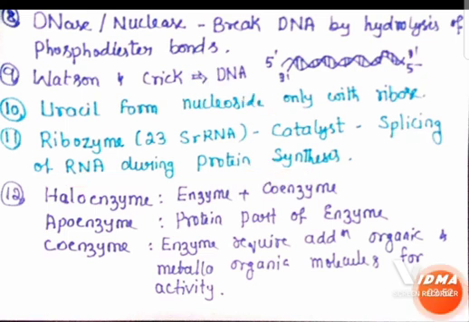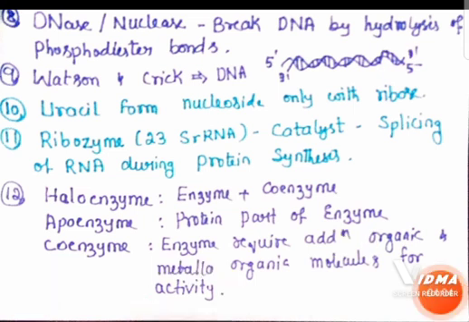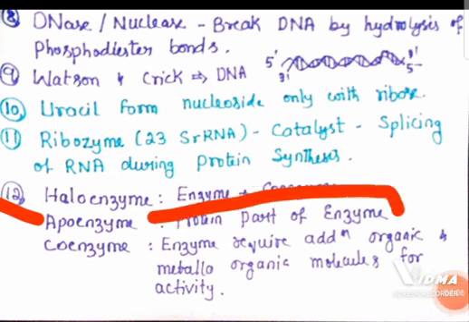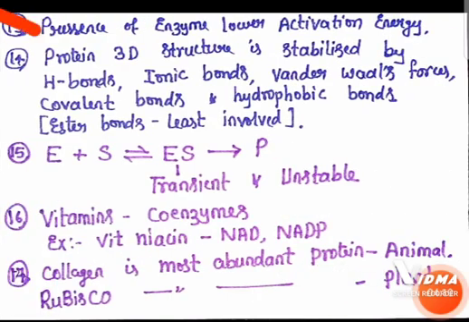Now remember about enzymes, a holoenzyme is a combination of coenzyme and apoenzyme. What is a coenzyme? Coenzymes are organic or metallo-organic molecules that are required for the activity of an enzyme. And apoenzyme means the protein part of the enzyme. Now, the presence of an enzyme in any biochemical reaction is going to lower the activation energy. So enzymes lower the activation energy.